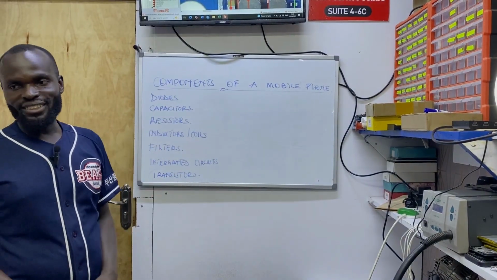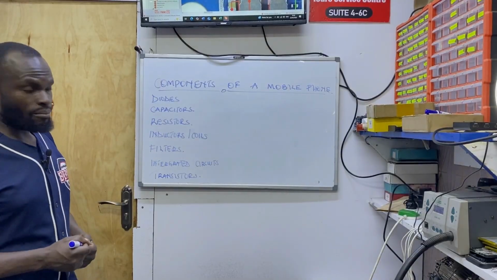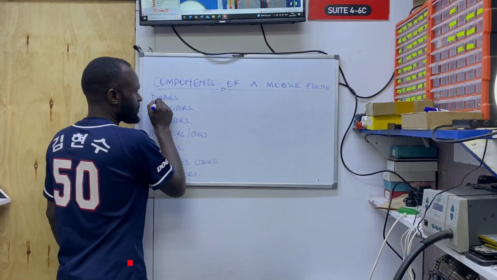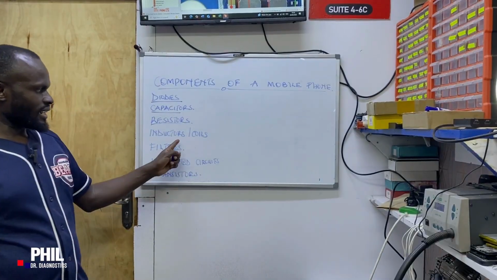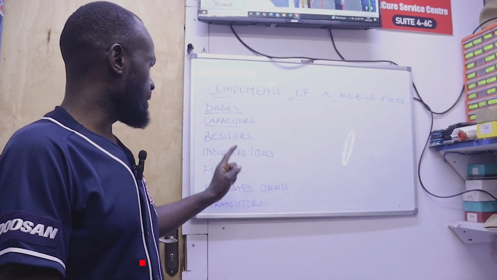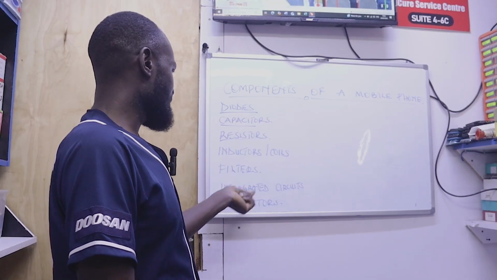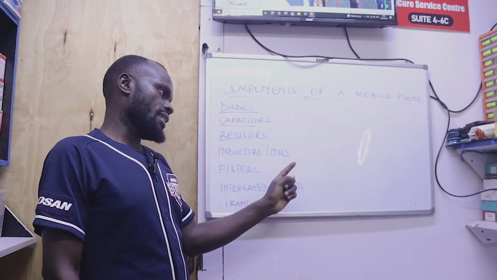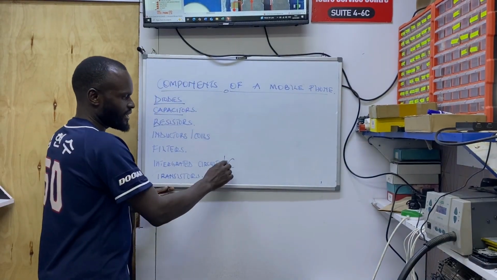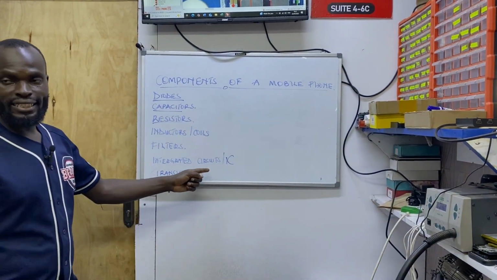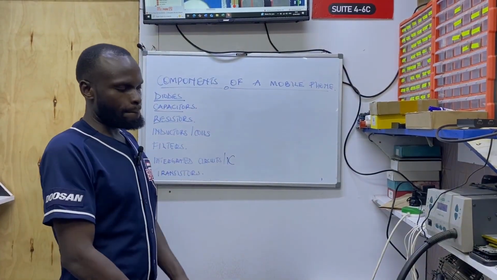Components of a mobile phone. These are the most basic internal components of a mobile phone. We have diodes, caps, resistors, inductors. Inductors are also referred to as coils. Sometimes you'll find words such as boost coils and the rest. We have filters, integrated circuits. Most people call them ICs. An IC is an integrated circuit. We have transistors and some other components.